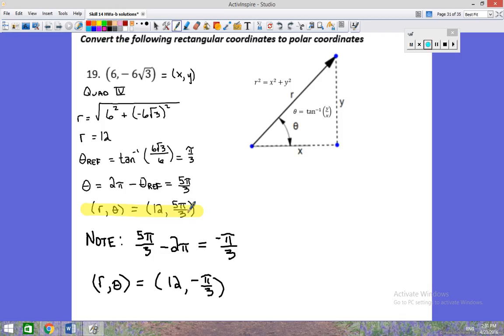12 comma 5 pi over 3 is the same point as 12 comma negative pi over 3, because these are coterminal angles. If you just subtract a complete revolution, 5 pi over 3 minus 2 pi is negative pi over 3. So while these two look different, they're actually the same location in two-dimensional space. It's the same point, just different ways to describe the exact same point.